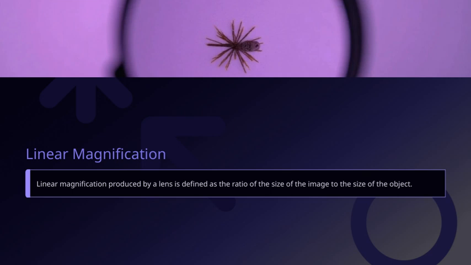When the linear magnification is greater than 1, the image is larger than the object, which is common in magnifying glasses or microscopes. Conversely, if it's less than 1, the image is smaller, like in a camera lens or a projector. Remember, this ratio is a simple yet powerful way to quantify the magnification effect of a lens, tying back to our overall discussion of how optical devices manipulate light to produce images.